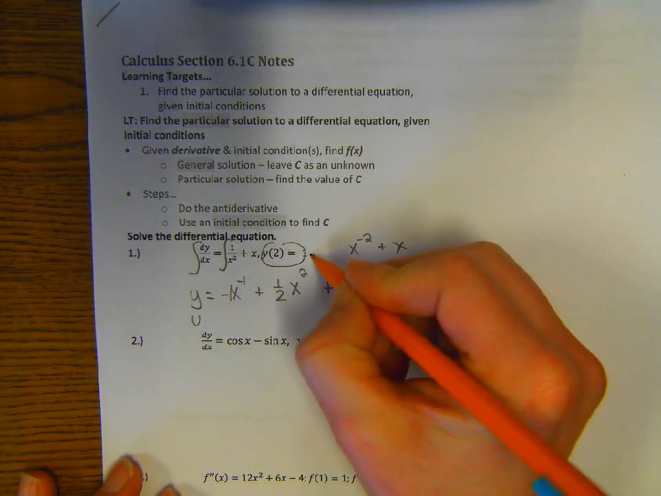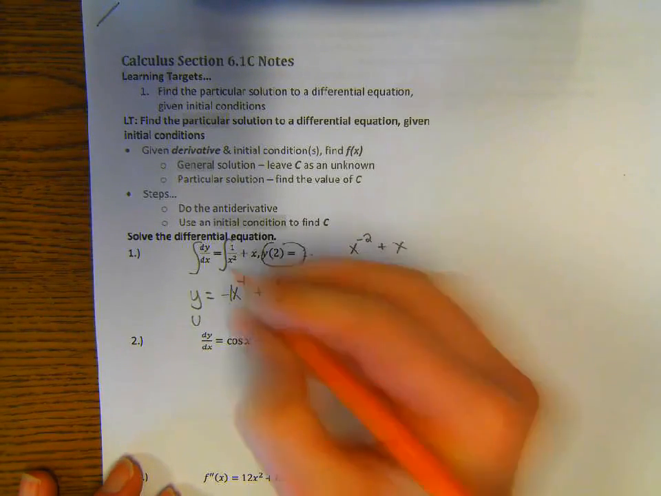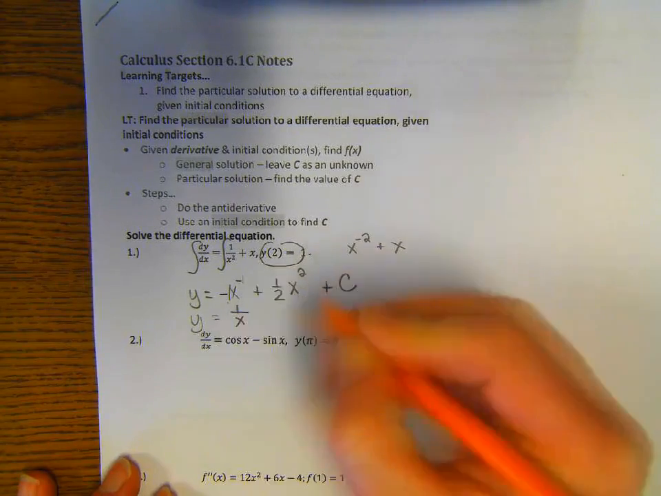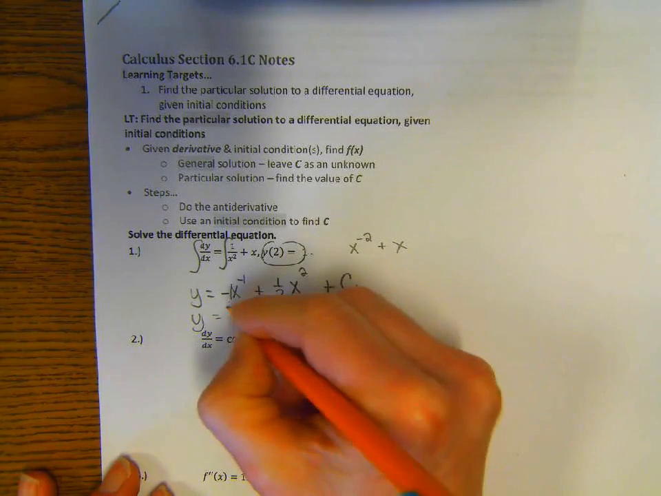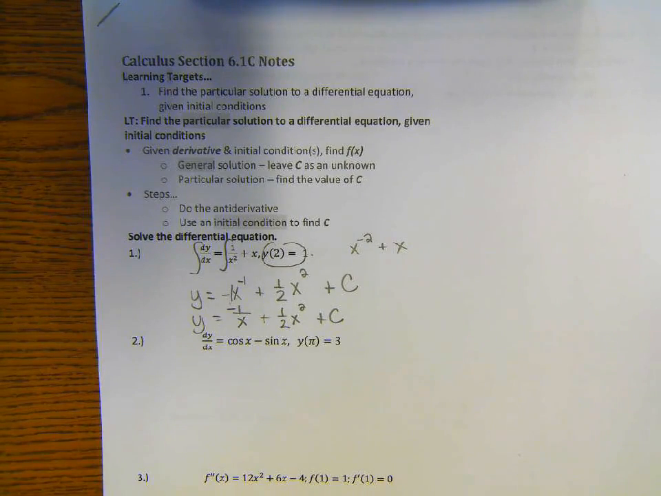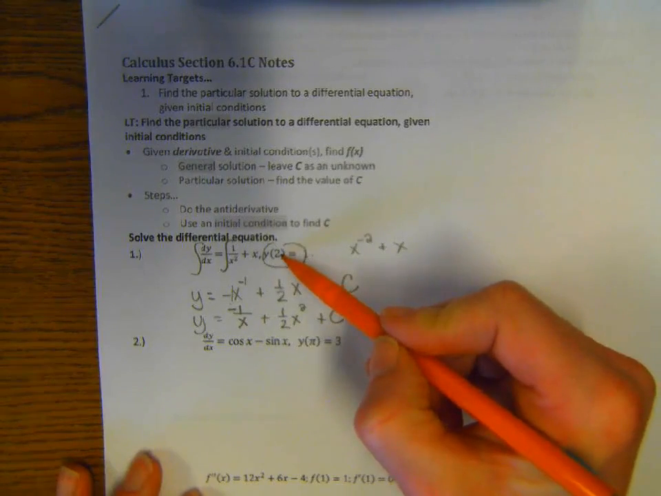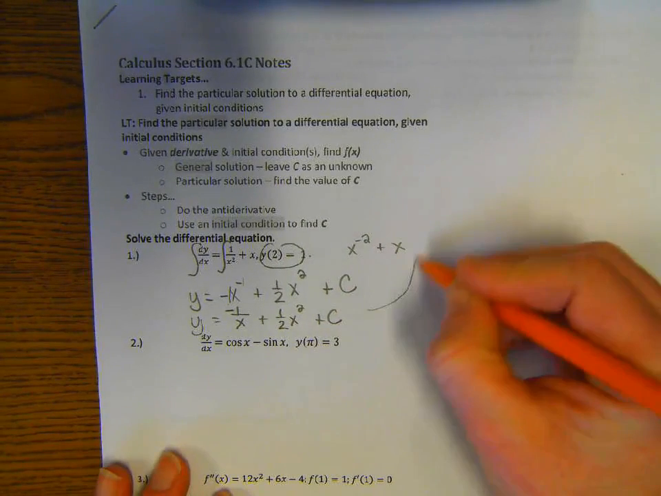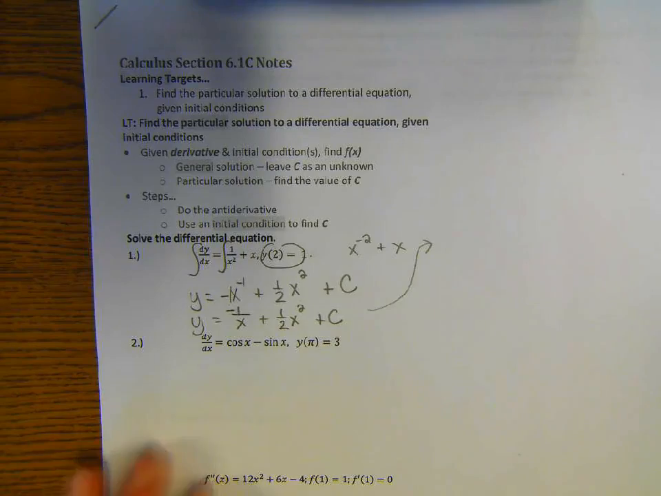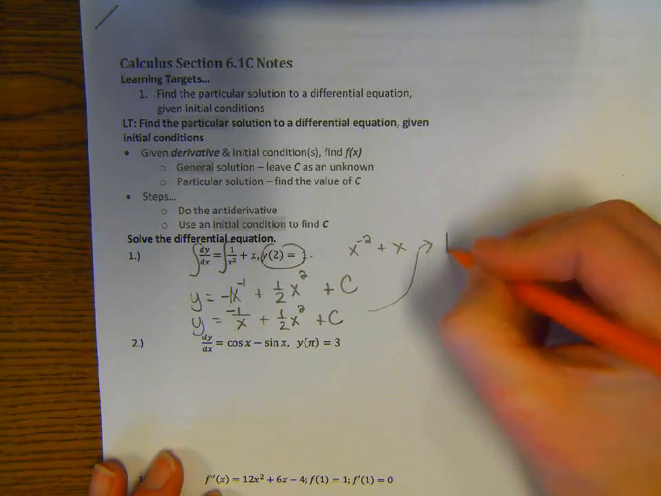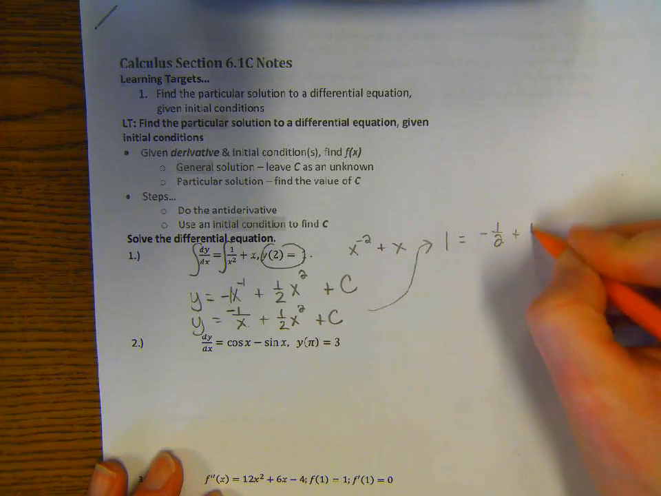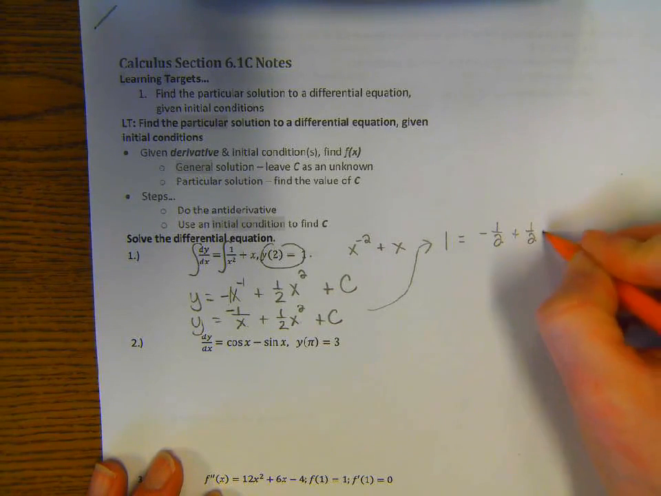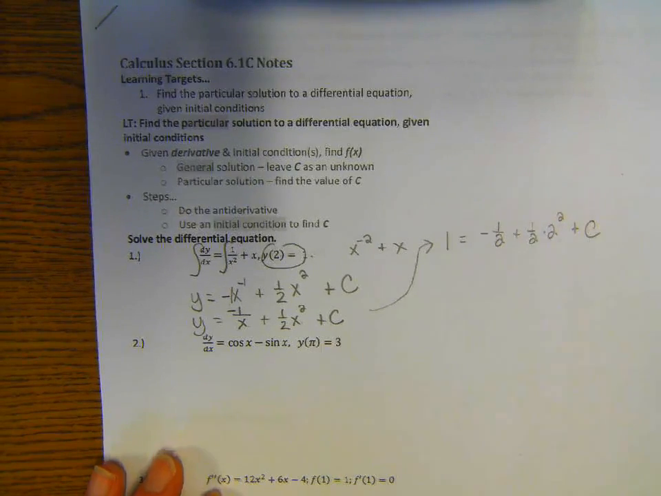y of 2 is 1. That means when I put in, I'm going to do this in a second. You all agree with that? Negative 1 x to the negative first is the same as negative 1 over x. So when I put 2 in, that goes in for x, and this goes in for y. To find the particular solution, I put 1 in for y, and I put 2 in for each x value, and I'm going to solve for c.